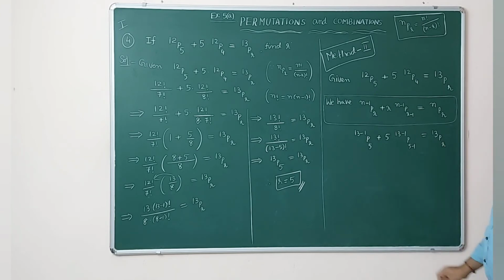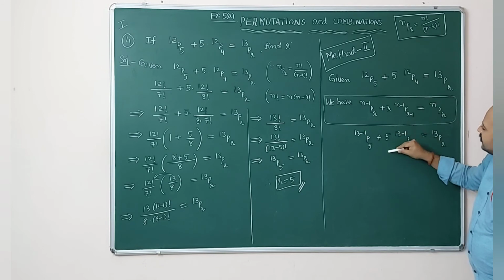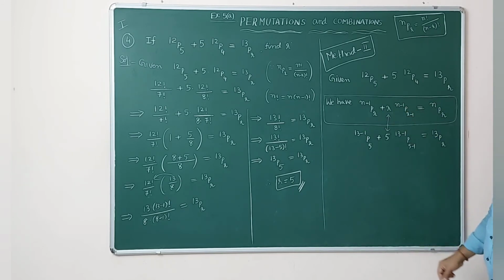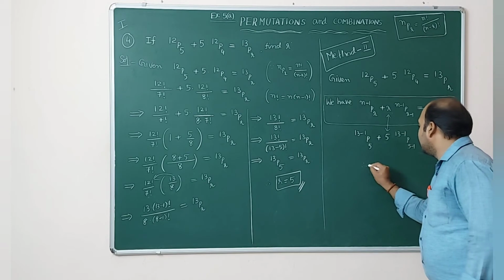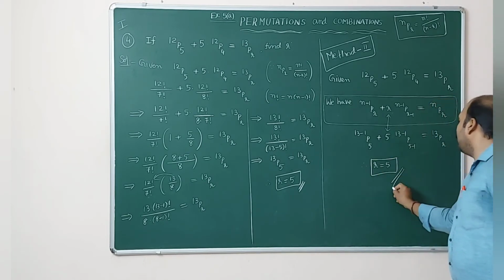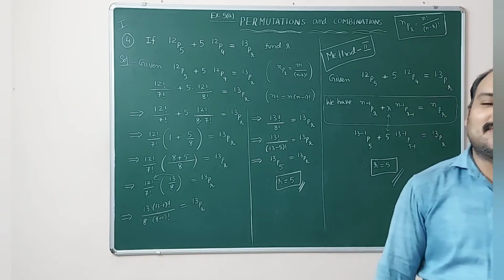Clearly we can get that r value. See here, by comparing these two results, or equating these two, r is equal to 5 by comparing r value as 5. We'll move to the next question, dear students.